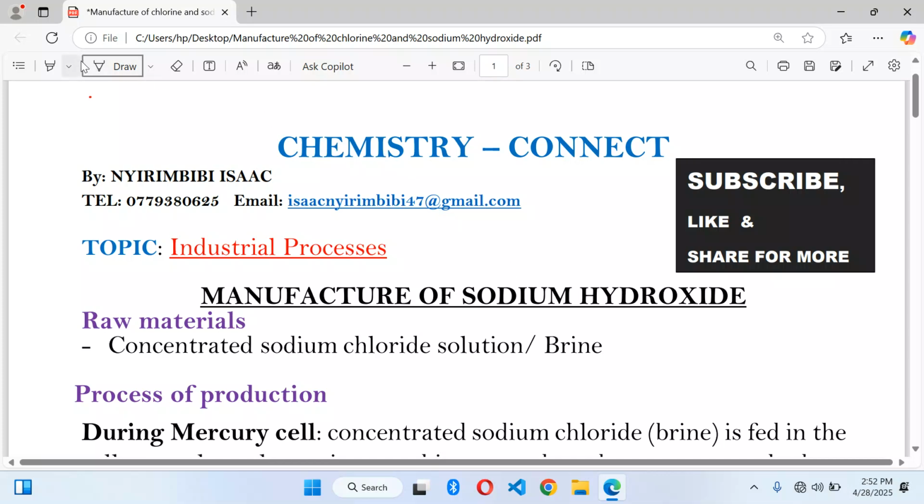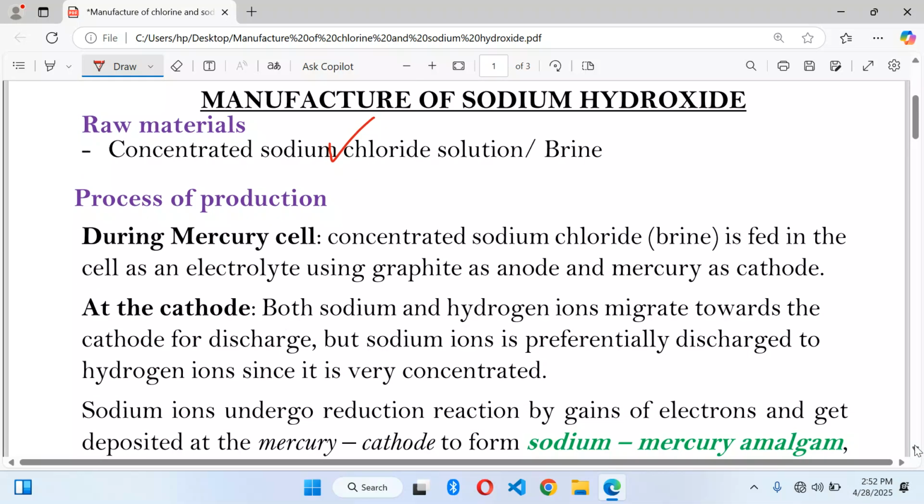Let's go directly to the raw materials of producing sodium hydroxide. When you're producing sodium hydroxide, the major raw material is concentrated sodium chloride, or another name, brine. So here you get your scores for the raw materials. Then you go to the production process.